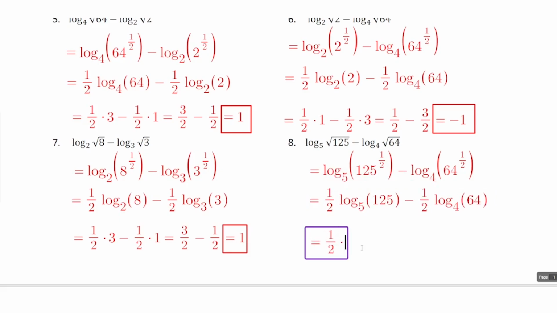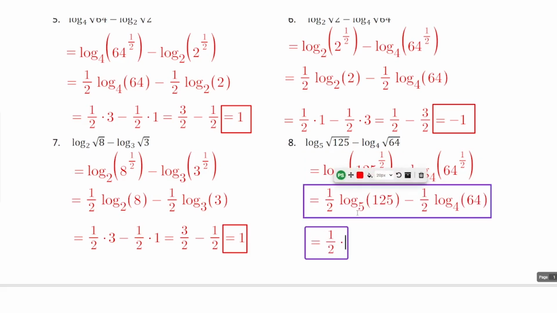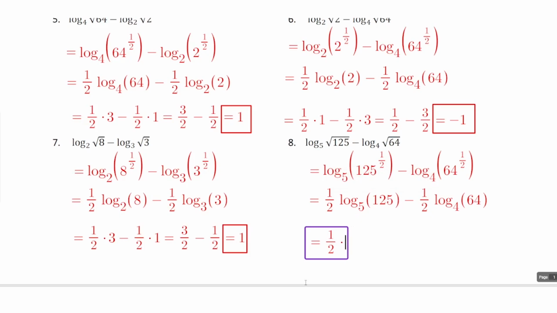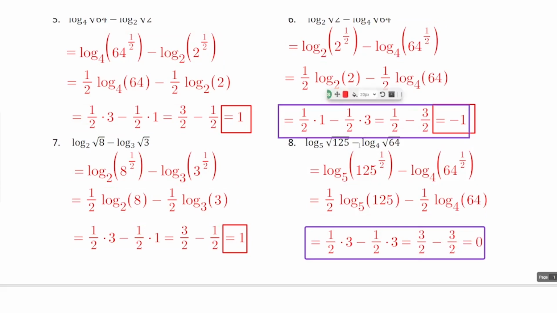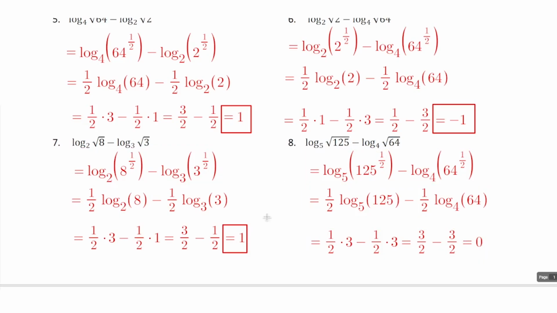So we have 1/2 times log base 5 of 125. Well, 5 to the first is 5, 5 squared is 25, and then 5 cubed is 125. So since 5 cubed is 125, log base 5 of 125 just equals 3. Minus 1/2 times, and then we have log base 4 of 64. Again, 4 cubed is 64. We've already kind of gone over that a few times now. So that's just going to be times 3, because 4 cubed is 64. And here we have 3/2 minus 3/2, so our answer here is just actually 0. That means that these two logarithms have the same value. They both are 3/2. So you subtract them, you get 0.